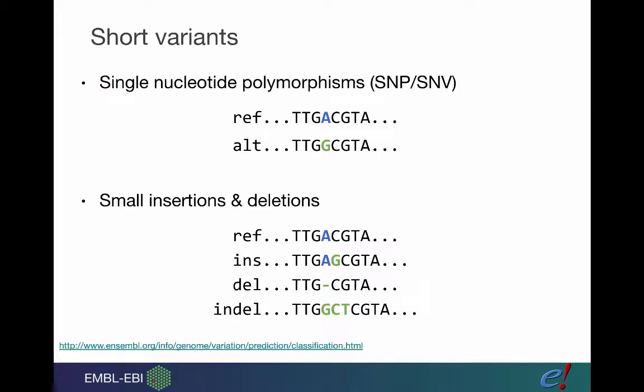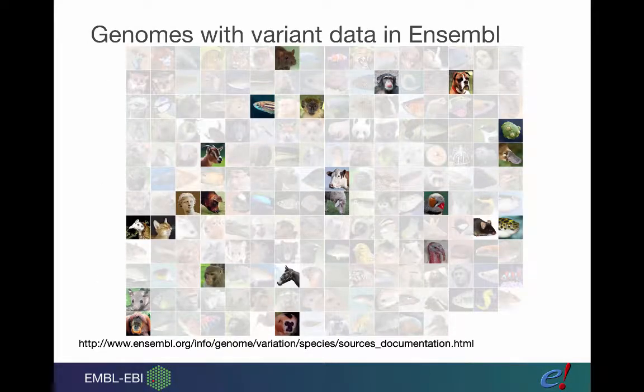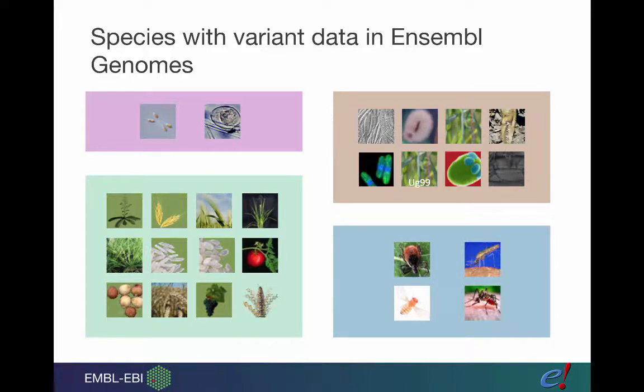So we classify variants according to their size. We have short variants, such as single nucleotide polymorphisms, and small insertions and deletions. And we also have structural variants. These would be large-scale copy number variations, inversions, translocations. We don't have variation data for all the genomes in Ensembl, but for quite a large number of them. And if you're working with non-vertebrates, we also have variation data for a number of species. A lot of the species actually, instead of having variation data, we just have strains.